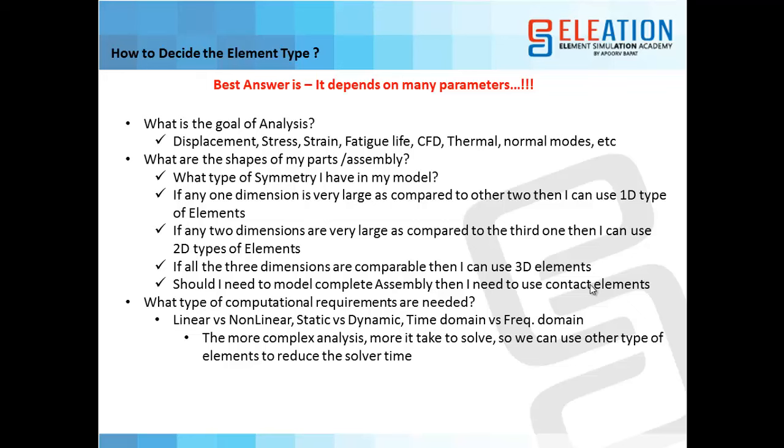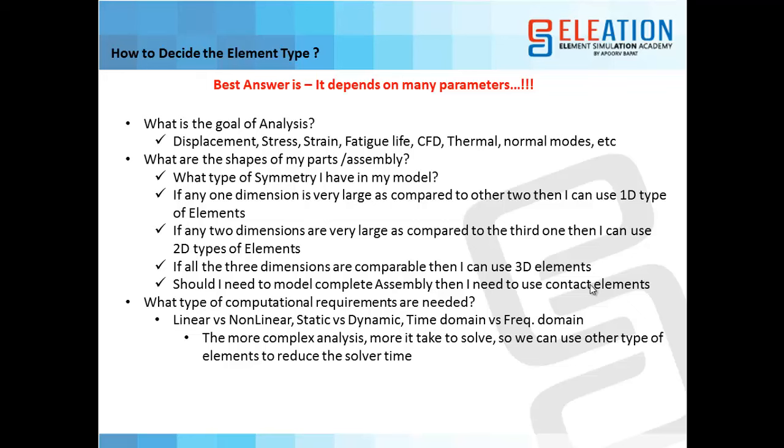If any one of the dimensions is very, very large, then I can use 1D types of elements. If 2 dimensions are very, very large compared to the third one, then I can use 2D types of elements. If all the 3 dimensions are comparable, then I can use 3D types of elements. Or if I need to model a complete assembly, then I need to use contact elements. So there are some parameters on which my type of element depends.